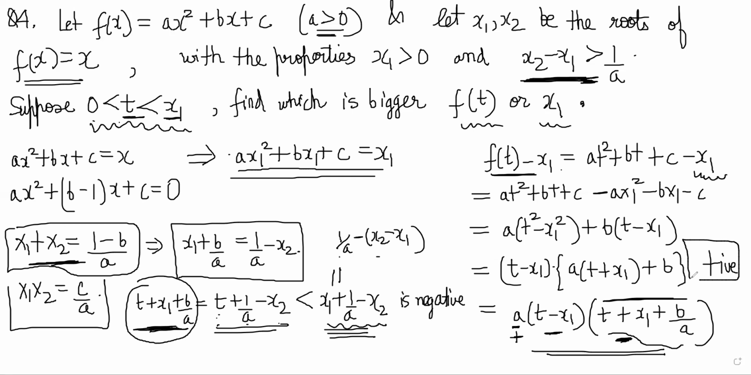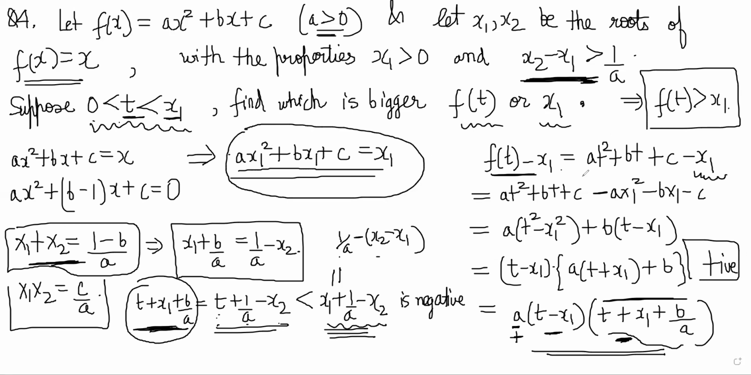Positive overall, right? If f of t minus x1 is positive, that means that f of t is greater than x1. So notice how we have used the different properties of quadratics. We have used this condition. We have written this f of t minus x1 like this. Then we factorized it. We used the sum of the roots. We used this equation, and basically used the conditions of the problem to figure out what should be the case here, right? So hopefully you've understood something from this problem as well. Let's go on to the next one.